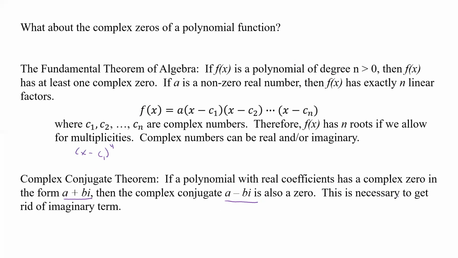And that's basically necessary to get rid of any imaginary term, because if you think about it, if we take a plus bi times a minus bi, what happens? Well, we get a squared, and then we take a times negative bi, so we get a negative abi, then we take bi times a, and that's a plus abi, and then this is going to be a minus b squared i squared. And remember, i squared is equal to -1. So when we do this, those go away. We have a squared plus b squared. So we get rid of that i altogether, and that's why it's necessary to have that complex conjugate.